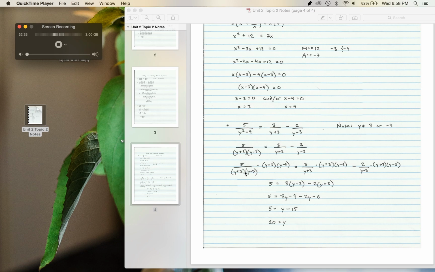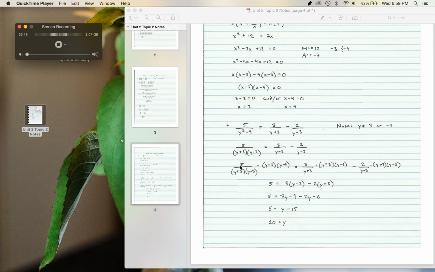Next, to get these variables out of the denominators, I'm going to multiply across the entire equation, the left and the right hand side, multiplying every term. So to get y plus 3, y minus 3 out of the denominator, I'm going to multiply by exactly that, y plus 3, y minus 3. In order not to change the meaning of the equation, I have to multiply both sides of the equation by this. So that means I have to multiply each term on the other side by the same thing. So I've multiplied this term by y plus 3, y minus 3, and this term by y plus 3, y minus 3 as well.